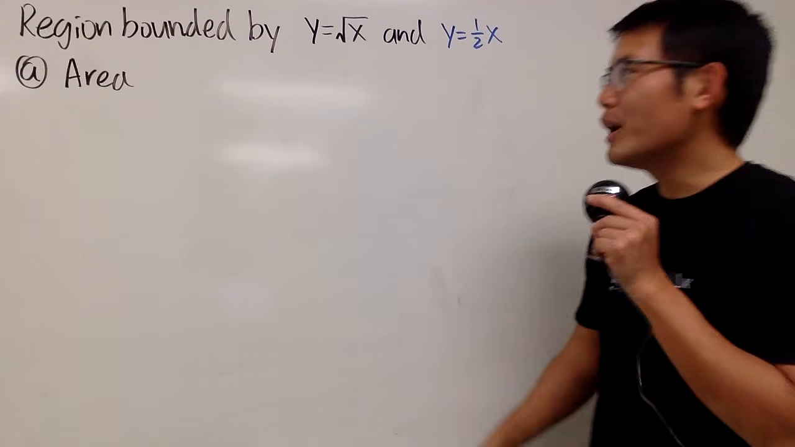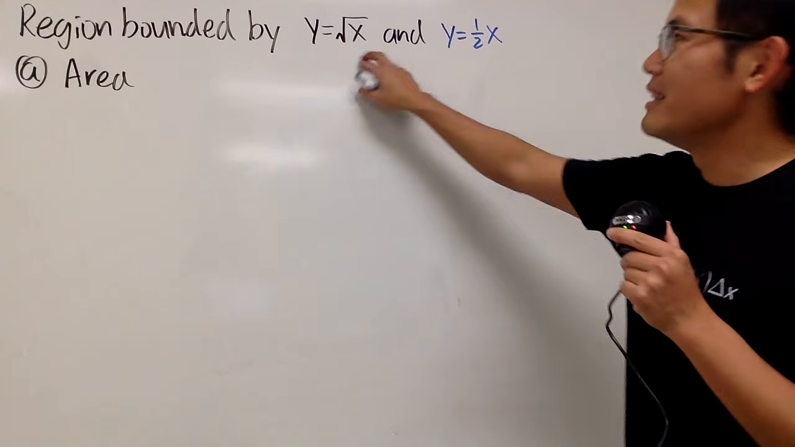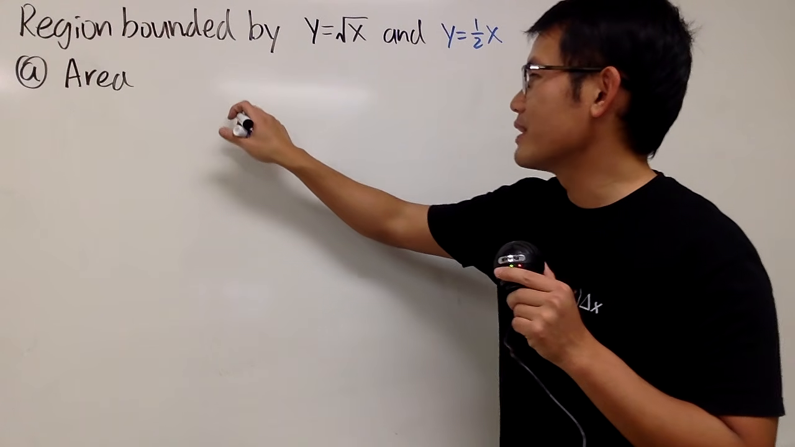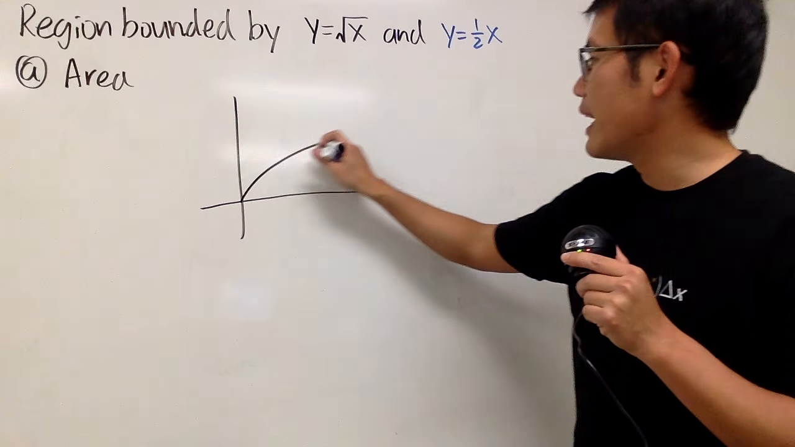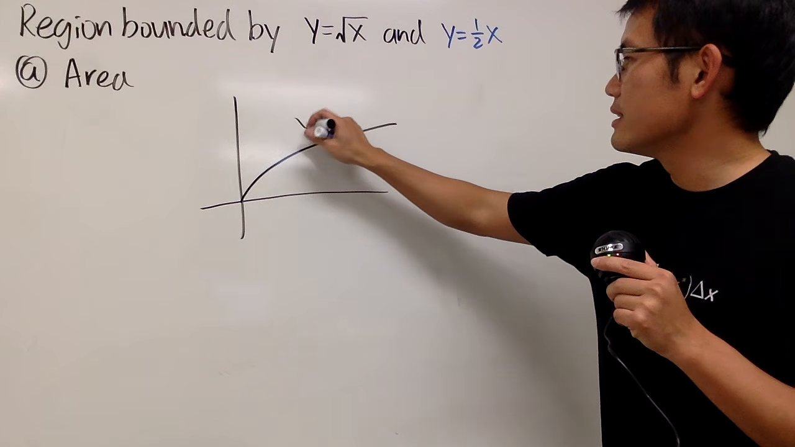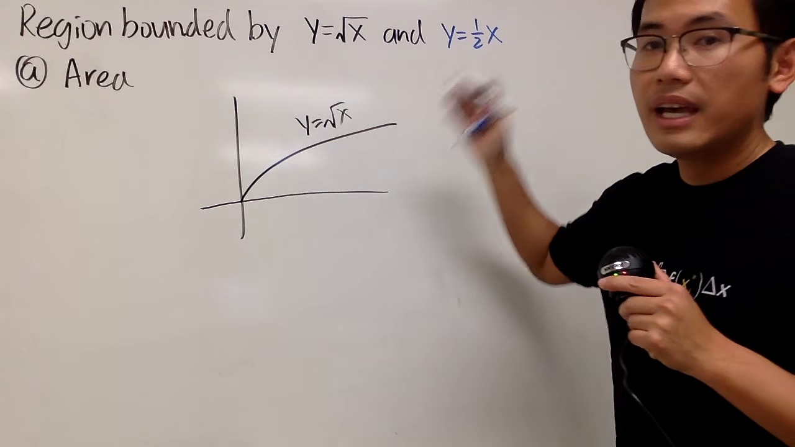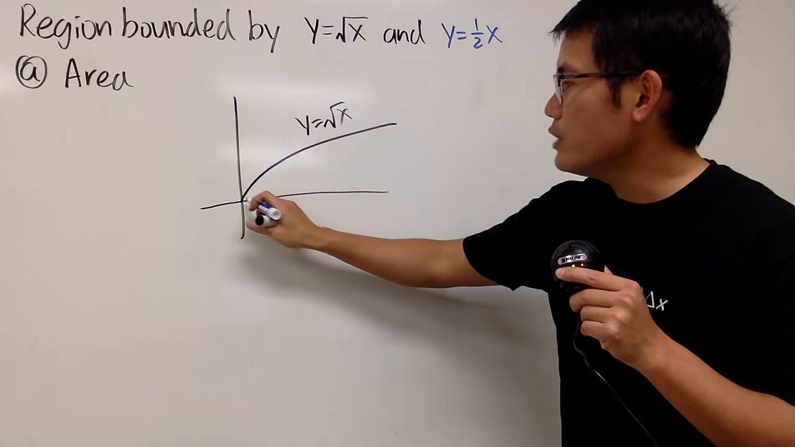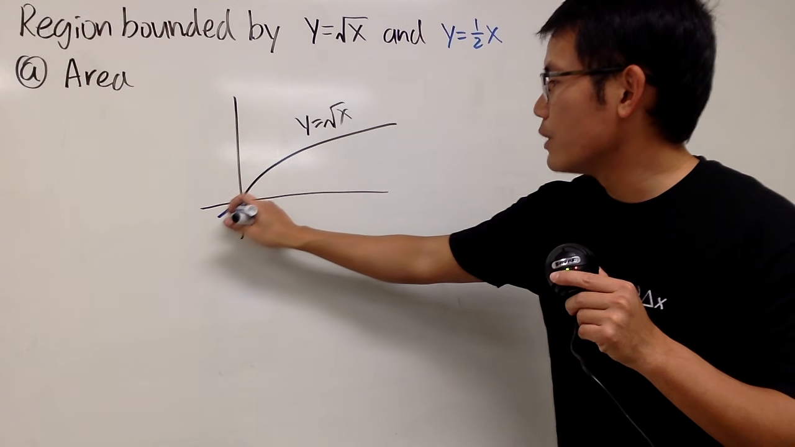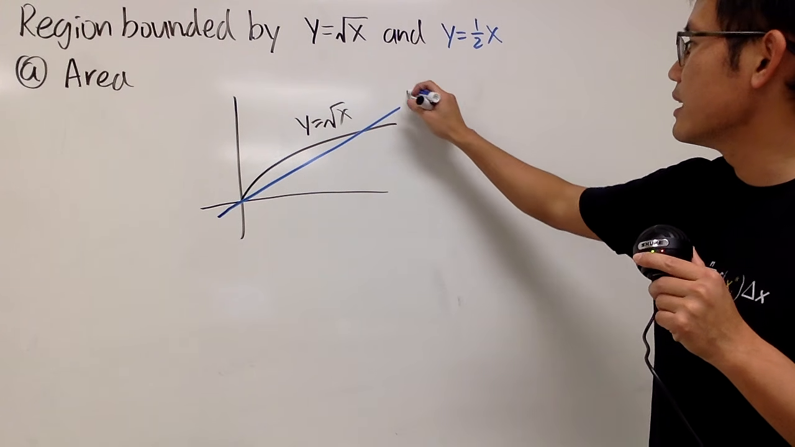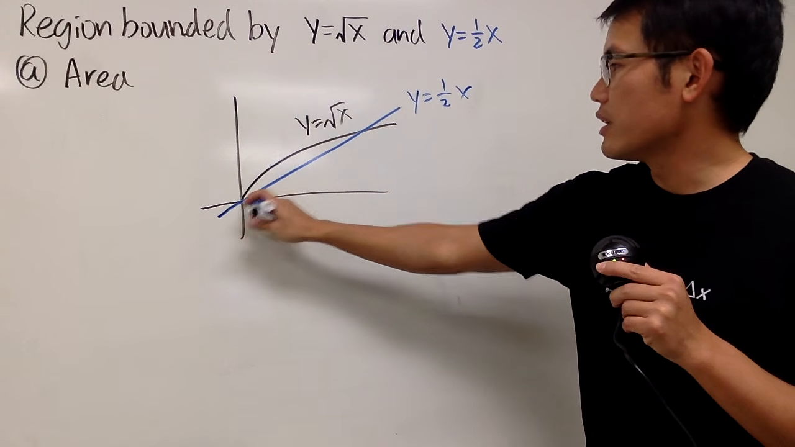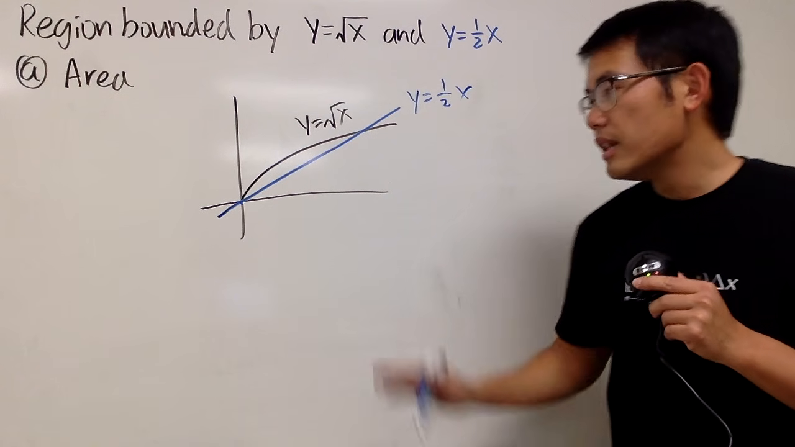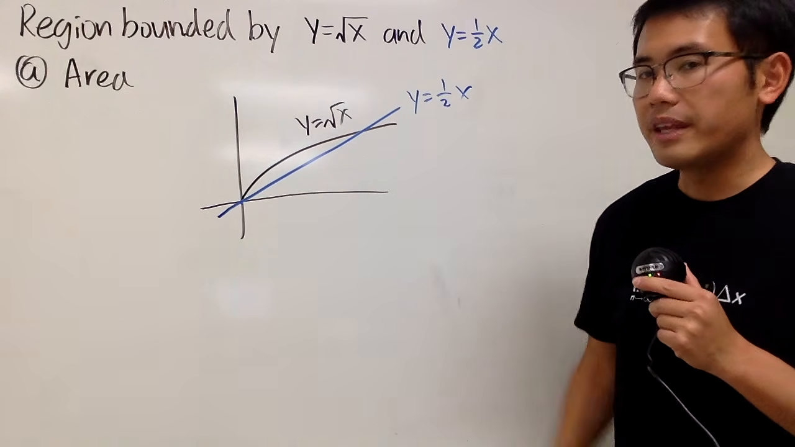Anyway, here we go. We are going to find the area of the region bounded by this and that. So have a look at a picture. Let's say we have square root of x right here. This is y equals square root of x. And then we also have the other equation, which is 1/2 x. Here is y equals 1/2 x. They are going to cross each other here and here. But anyway, let's focus on this region. We have to find the area.